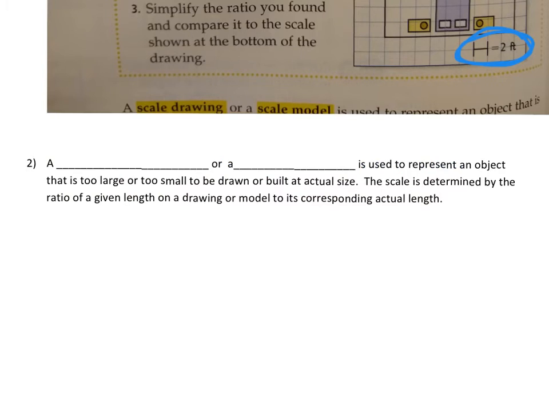So what do we call something that we use to represent an object that is too large or too small to be drawn or built at actual size? We call that a scale drawing or a scale model. The scale is determined by the ratio of a given length on a drawing or model to its corresponding actual length, just like we showed in the map up here above.